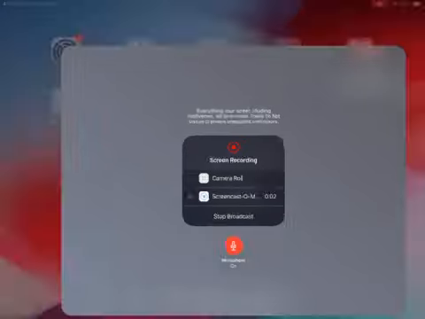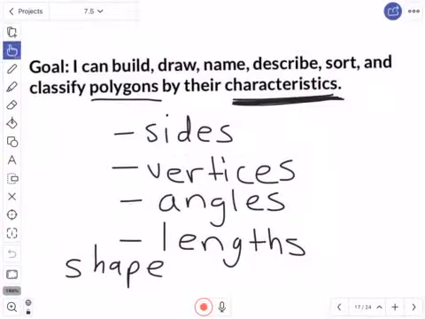Hello everyone, this is day 2, part 2 of Unit 7, Lesson 5. We're going to be working on our geometry skills here, and just before we get into anything, let's read our goal together. Ready? I can build, draw, name, describe, sort, and classify polygons.